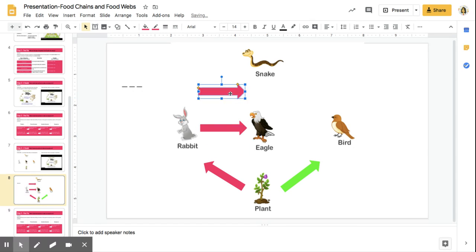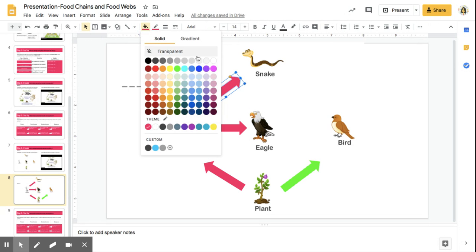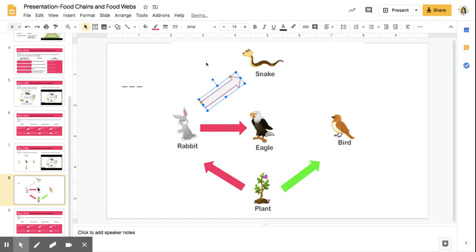And another from the rabbit towards the snake. So I'm gonna make this a little different. Okay, you will know why I put two arrows in here later on.